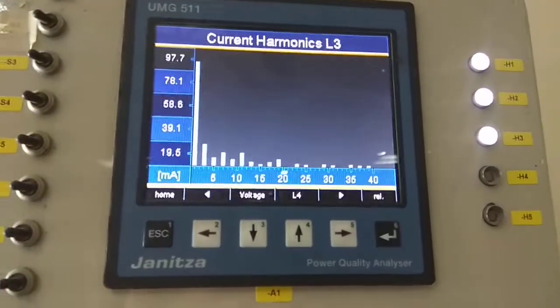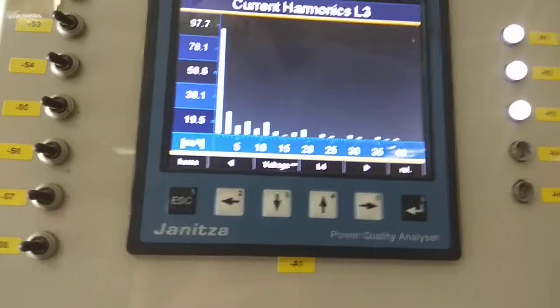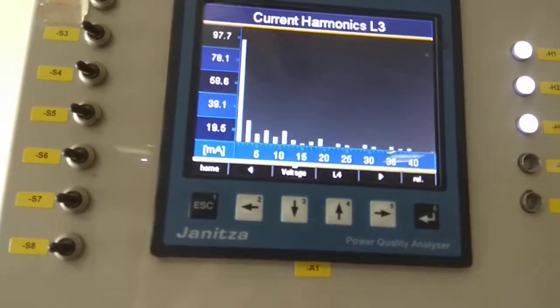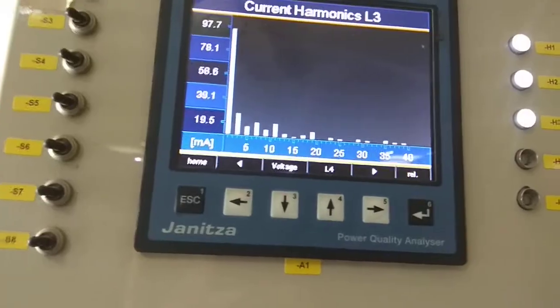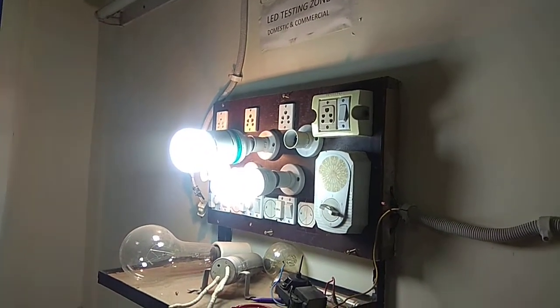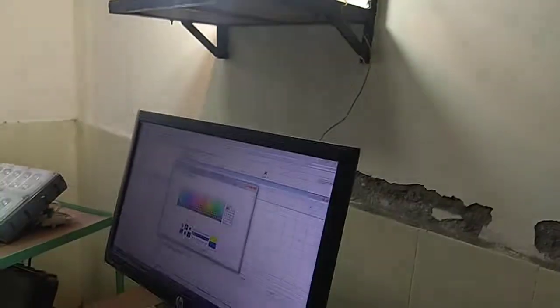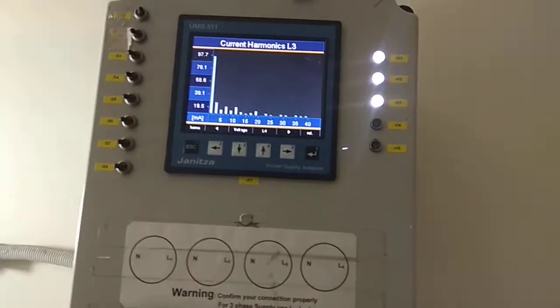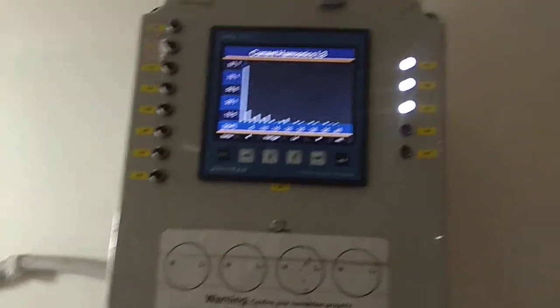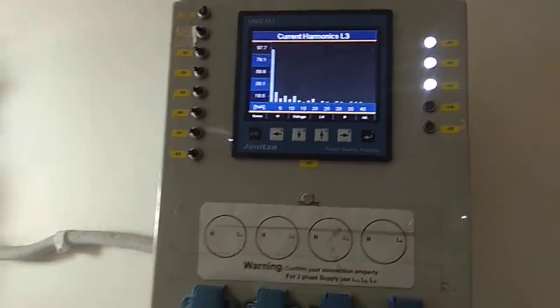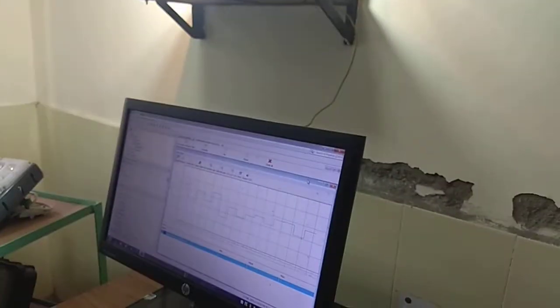So the THD in the voltage or current waveform should be less than 5%. That is the IEEE standard. If it is greater than 5%, then the waveform is not acceptable according to the IEEE standard. So the rest of the details you will find in the sheet. So this is the experiment. This is our setup.